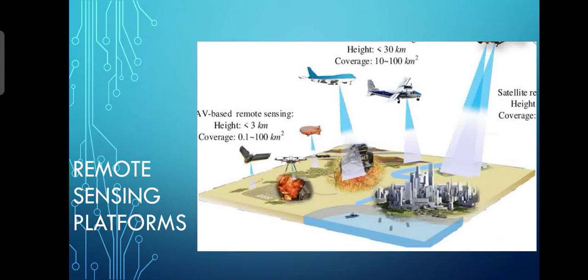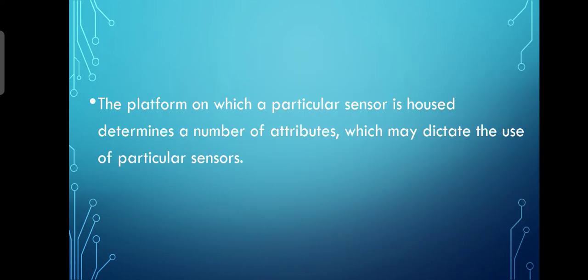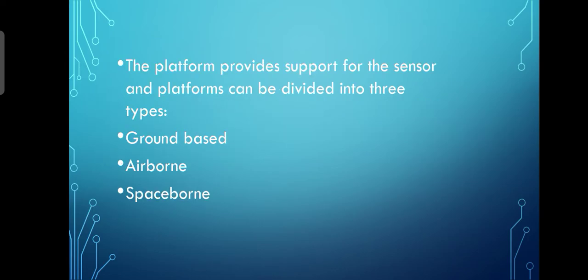Remote sensing platforms. Platforms refer to the structures or vehicles on which remote sensing instruments are mounted. The platform on which a particular sensor is housed determines a number of attributes, which may dictate the use of particular sensors. The platform provides support for the sensor, and platforms can be divided into three types.